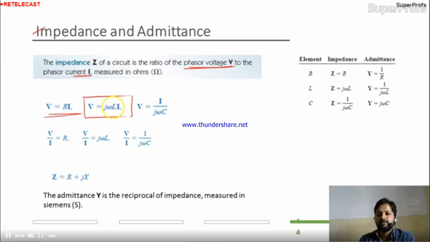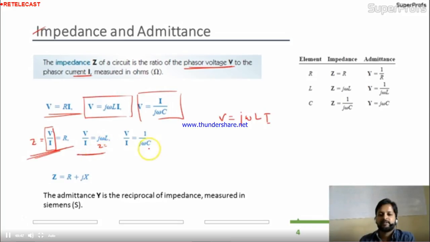For an inductor, V is nothing but j omega L times I. For a capacitor, V is nothing but I by j omega C. So V by I is the impedance in case of R, j omega L is the impedance in case of inductor, and this is the impedance in case of capacitor. So impedance is a complex function. I can represent it by R plus jX.